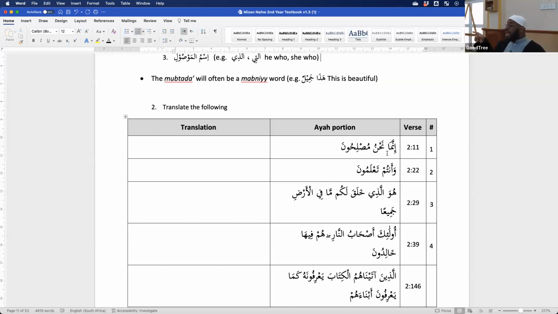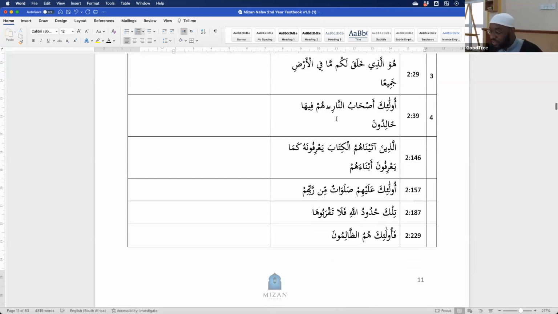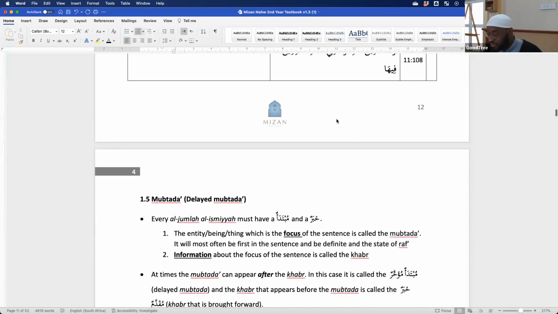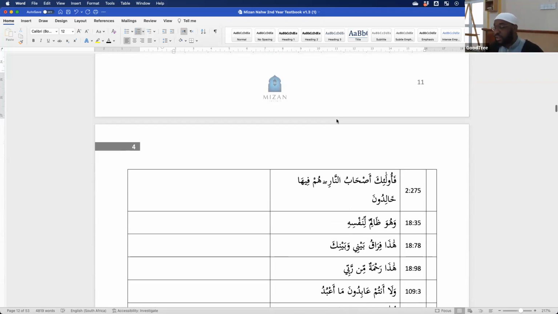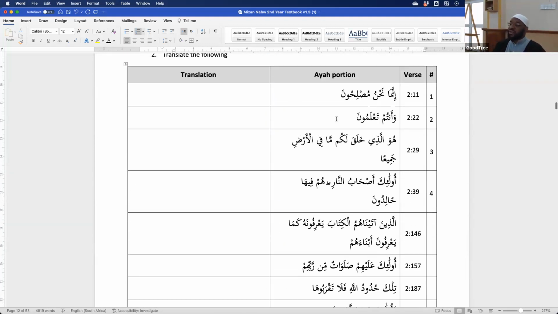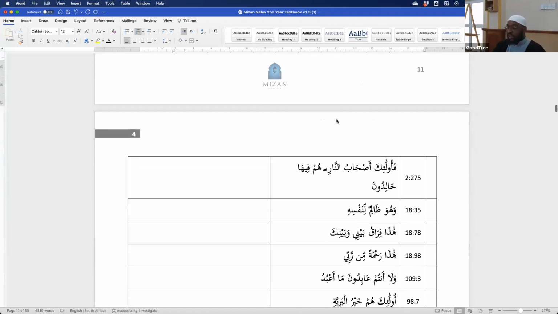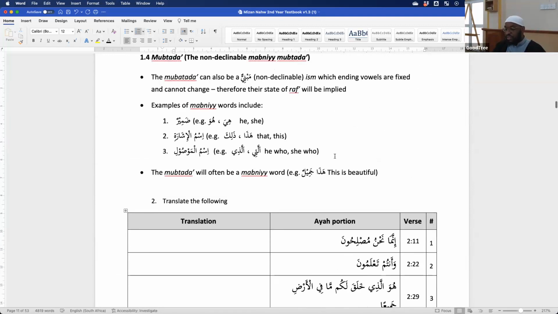Allati dhahabat jamilatun. The one who left is beautiful. Alladhi kataba alimun. The one who wrote is knowledgeable. So we end on that note. For homework, do all of these examples. Translate them and find out what type of khabar you have there, or you already know what it is, so just translate them and figure out which one of these three it is.